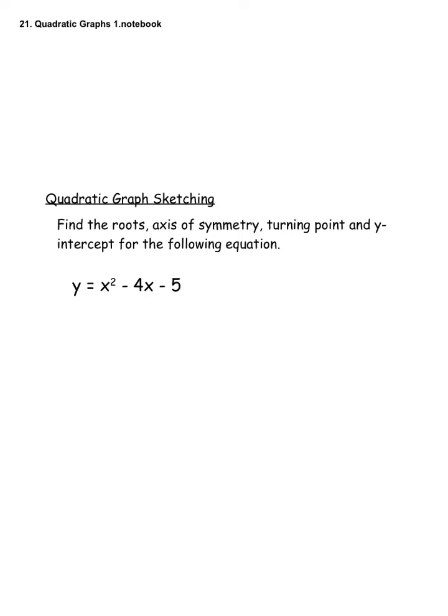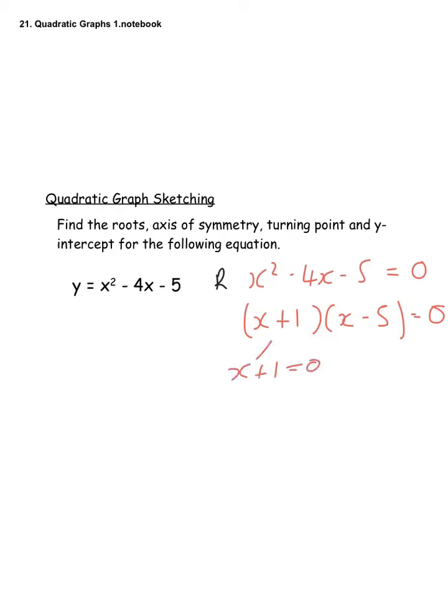Okay, so the first step to find the roots, we'll put a wee r for roots. What we have to do is set the equation x squared minus 4x minus 5 equal to 0, and then we need to factorize that. So two things that times together to make minus 5, that add together to make minus 4. What we're looking for is minus 5 and plus 1. Okay, that means the roots are at x plus 1 equals 0, so x is equal to minus 1, and x minus 5 equals 0, and x is equal to positive 5. So those are the two roots of our equation, minus 1 and 5.